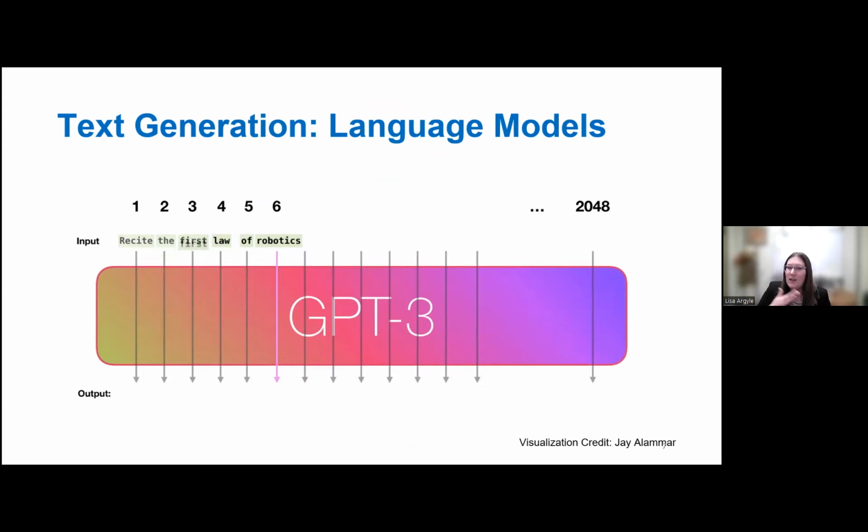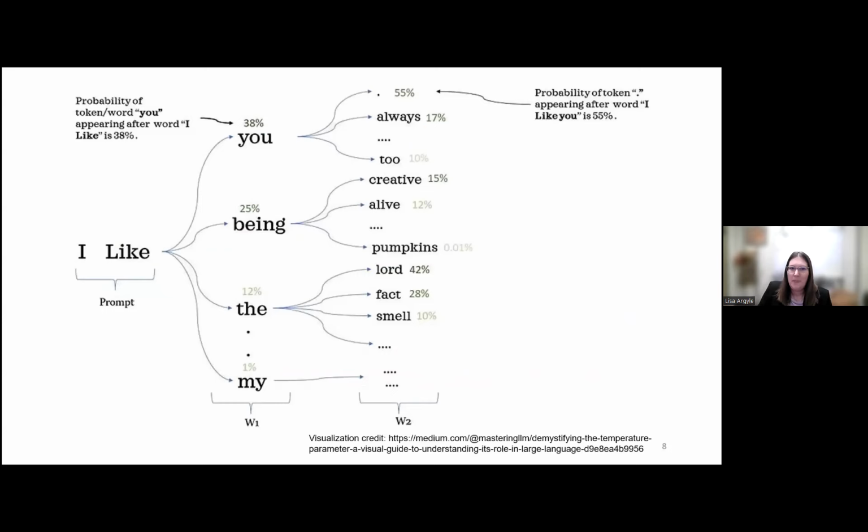And then it's going to go back to the beginning and start all over, recite the first law of robotics, A, and then it's figuring out the next most probable token. So it's doing this one token at a time as a prediction task of what the next word is likely to be. Here's another way of visualizing it. Hopefully through all of these images, we're getting a pretty good picture.